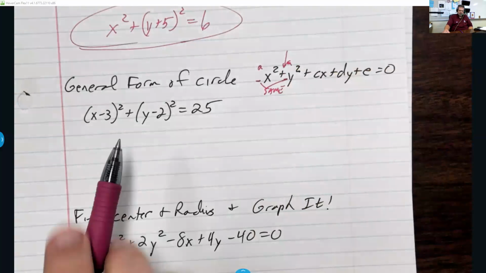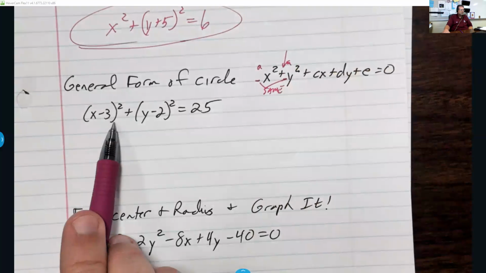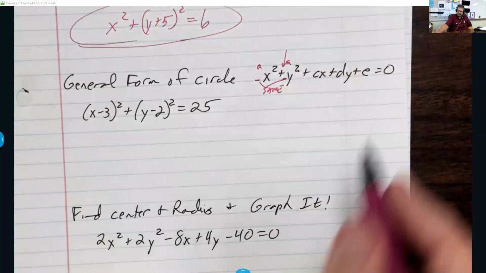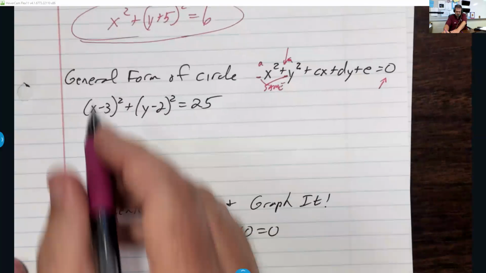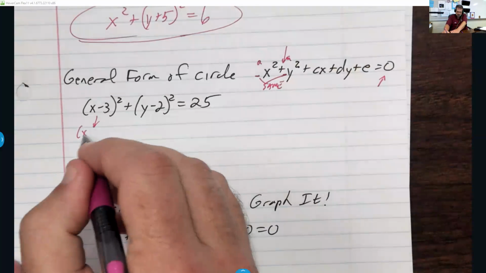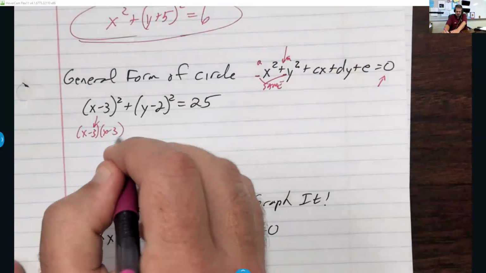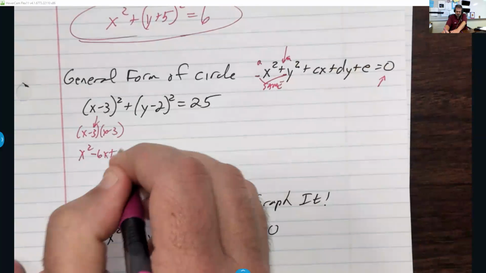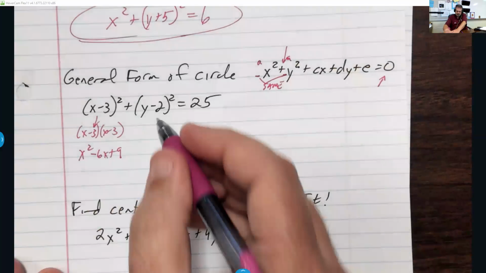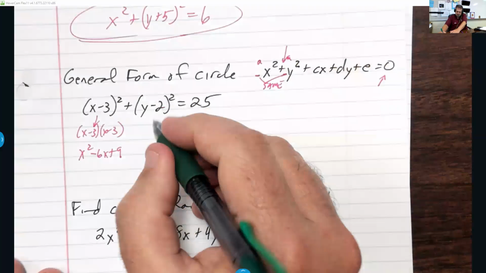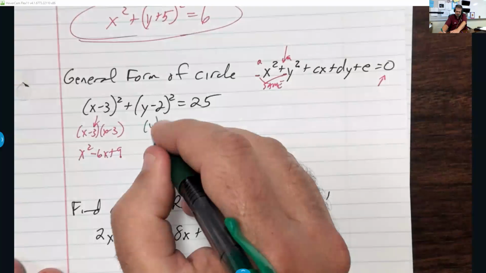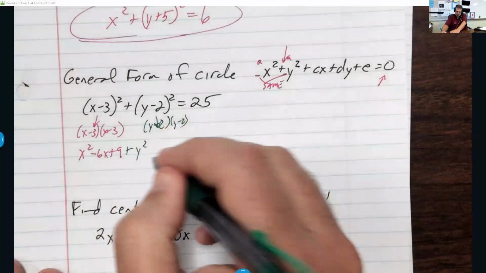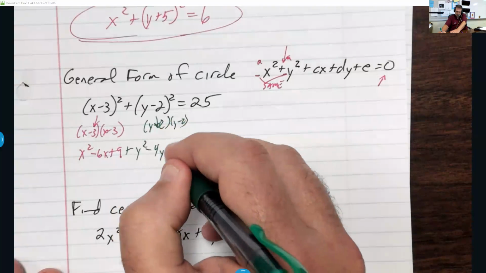Now, how do I put a standard form into general form? Well, you just multiply it out. It does have to equal 0. So what you're going to do is you're going to multiply this out. X minus 3 times x minus 3. That's going to be x squared minus 6x plus 9. Okay. Do this one. Multiply it out. Y minus 2 times y minus 2, which would be y squared minus 4y plus 4.